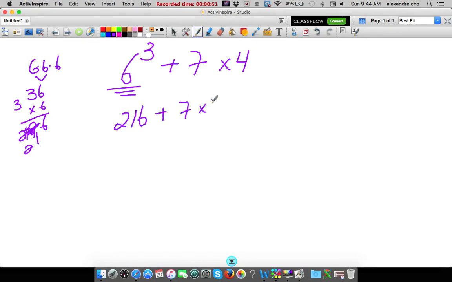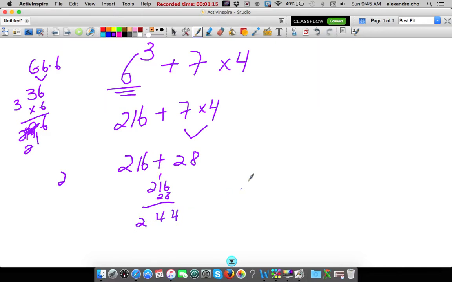I'm going to do this one step at a time just to show you. Now I have a choice between addition or multiplication. I will definitely do multiplication first because that comes first. 216 stays as it is, plus 28. Let's add these two. 8 and 6 is 14, carry the 1. Final answer, 244, letter B.